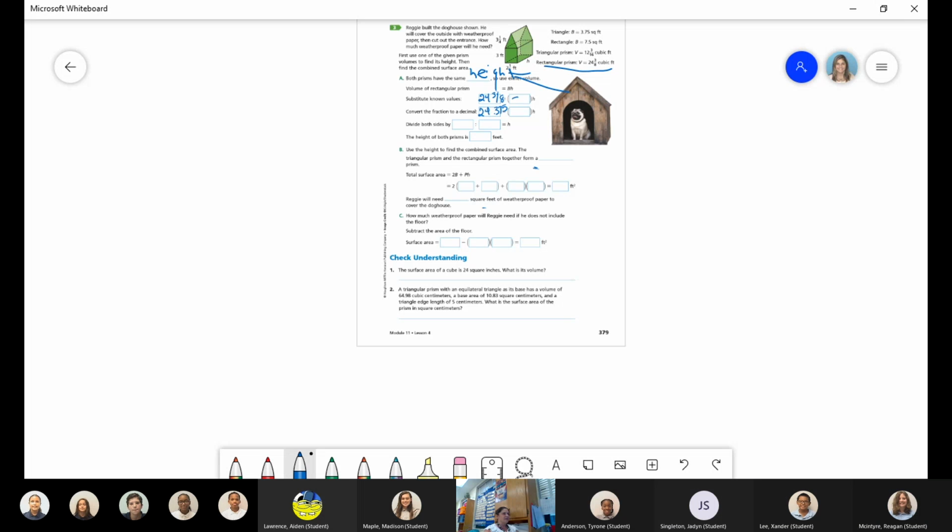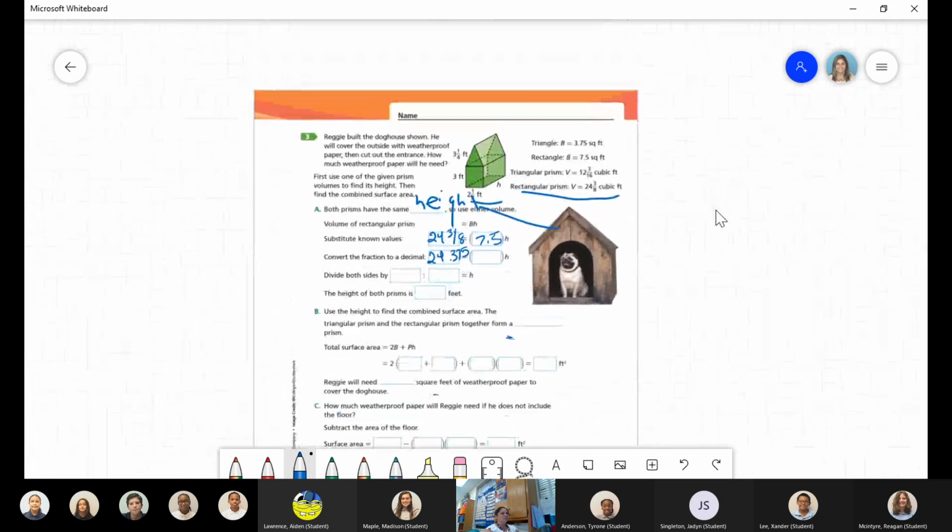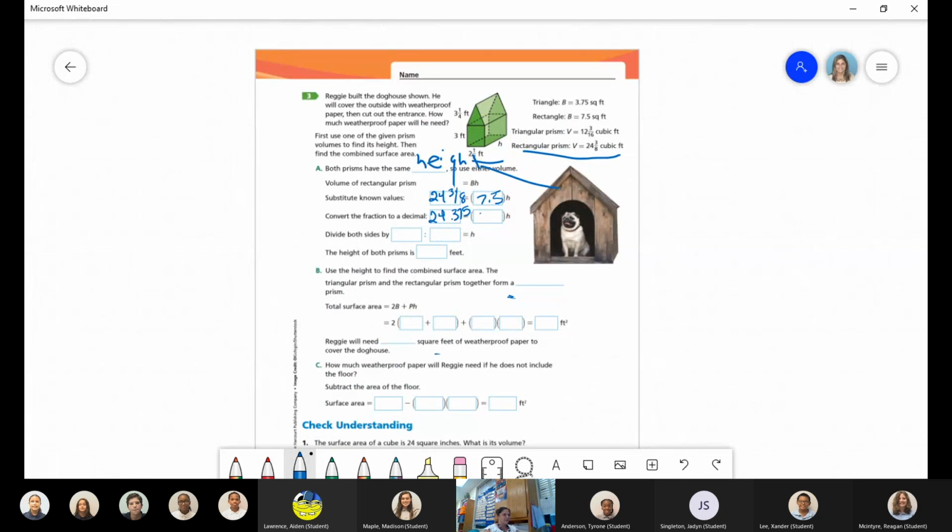Okay. So 7.5. All right. So multiply that out. So we need to divide. So divide both sides by 7.5. So 24.375 divided by 7.5 is 3.25. So the height of both prisms are 3.25. So where H is, we're going to put 3.25.